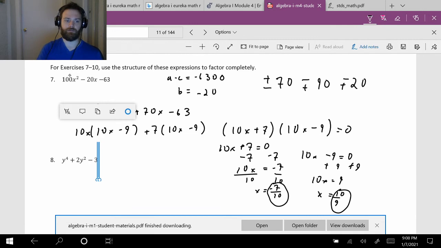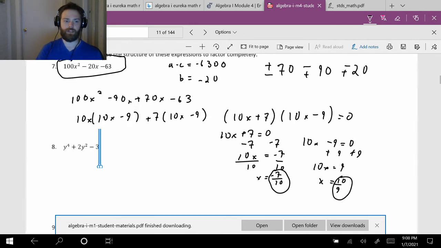Look at that thing. Look at that thing. All right.